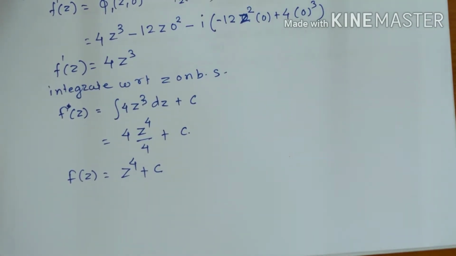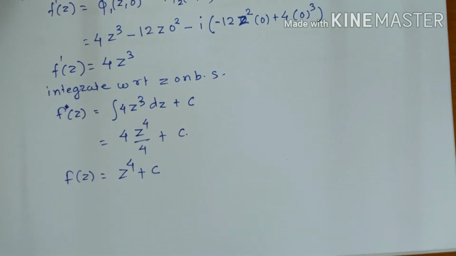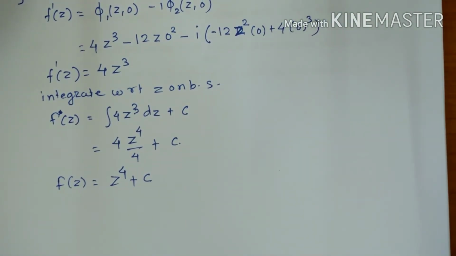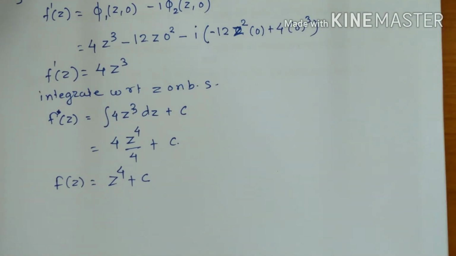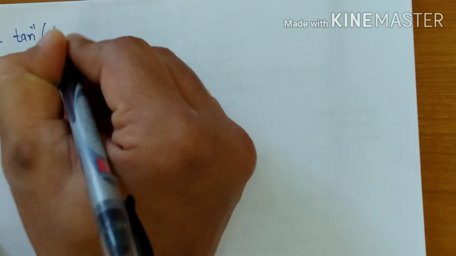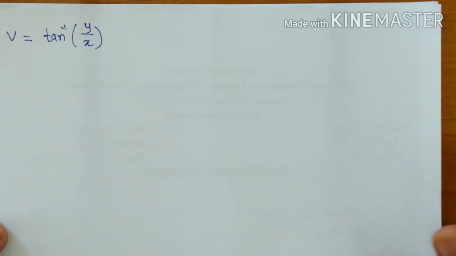Now in a similar way one can find out the analytic function if the imaginary part is provided. Okay, so one more example we would like to do in this way. V is equal to tan inverse of y upon x. Okay, V is equal to tan inverse of y upon x.